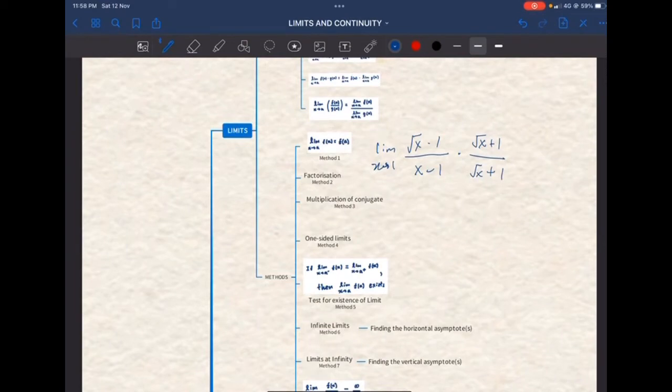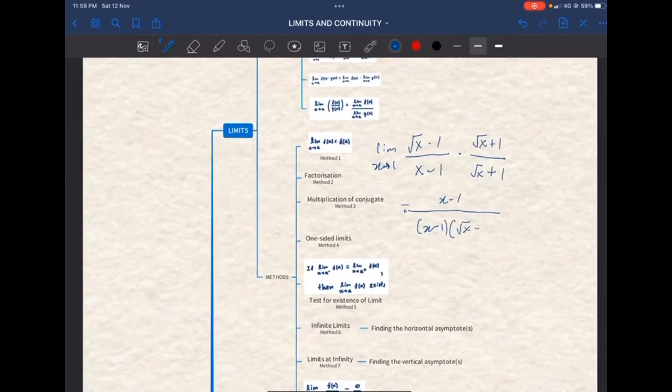And then when we multiply them together, we will have (x minus 1) over (x minus 1) times (square root of x plus 1). So when we sub in the value of 1, cancel this, and we will get 1 over (square root of x plus 1). So when we sub in the value of 1 into x, we'll get 1 over 2. So the limit when x approaches 1, f(x) would be 1 over 2.